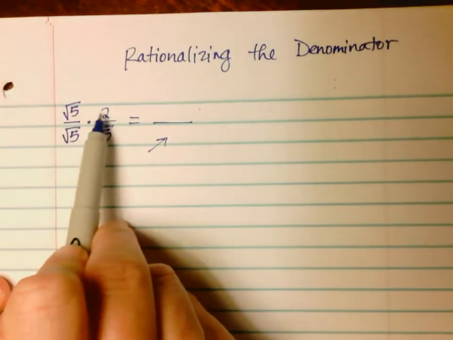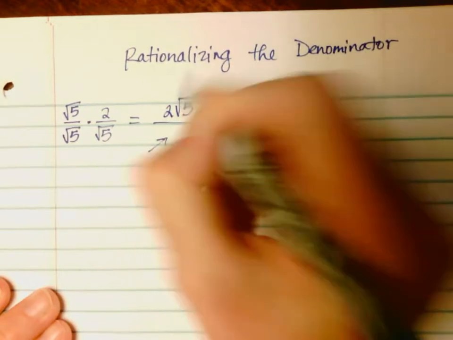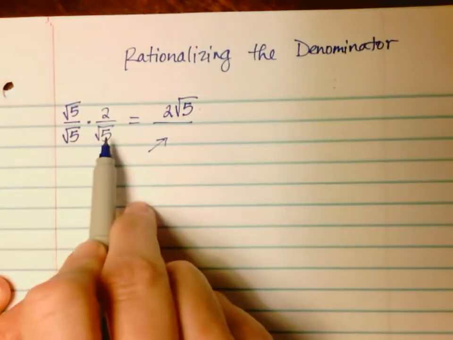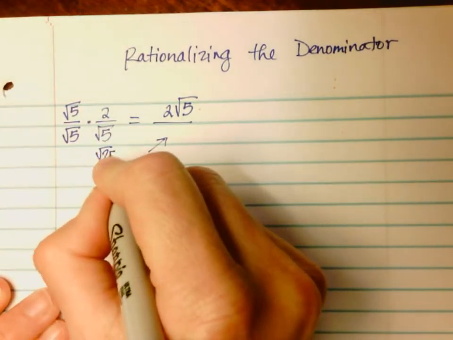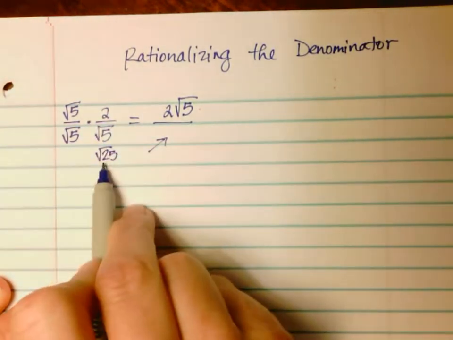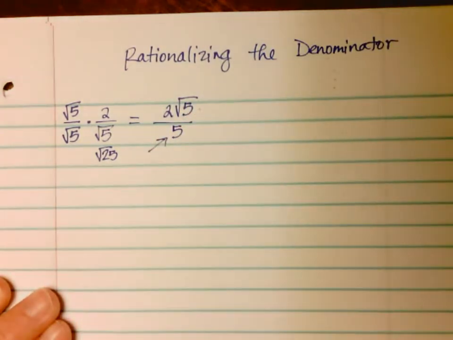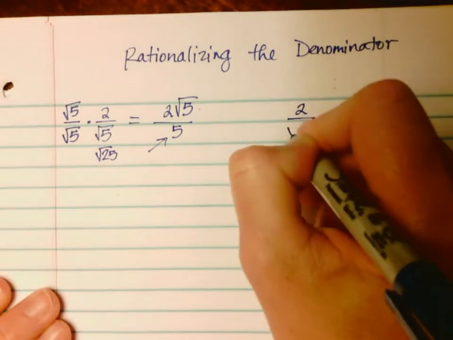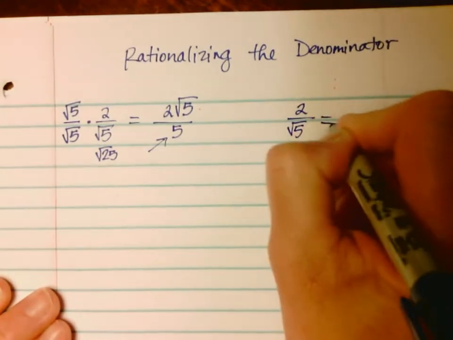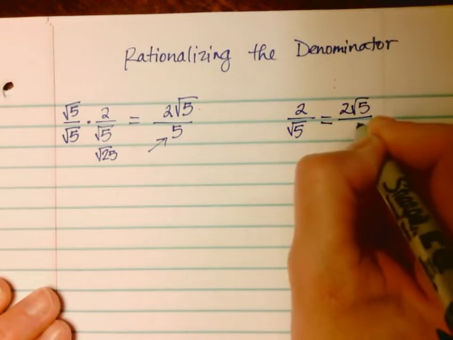Radical 5 times 2 would be simplified as 2 radical 5. Radical 5 times radical 5, well, it actually is radical 25. But we know the value of radical 25 is simply 5. And I've done it. 2 over radical 5 is equivalent to 2 times radical 5 over 5.